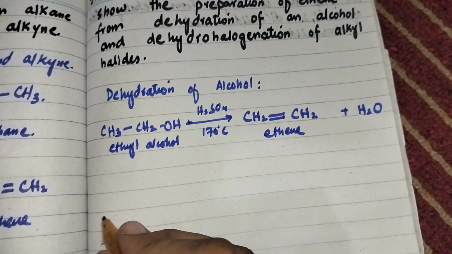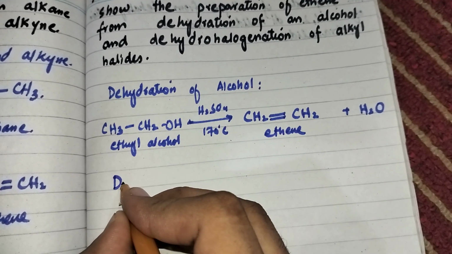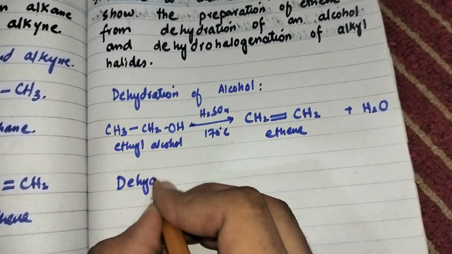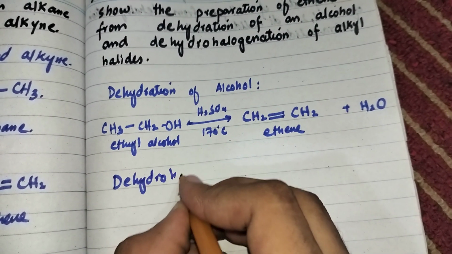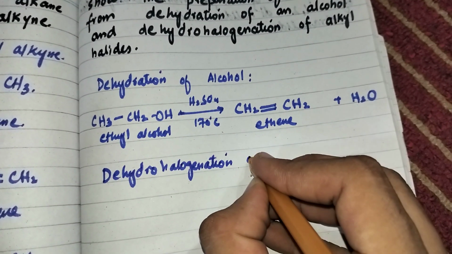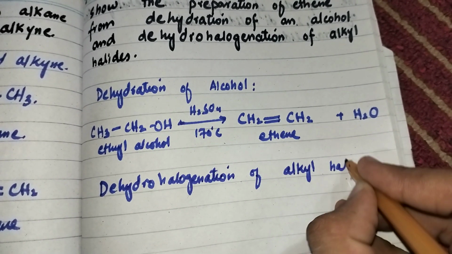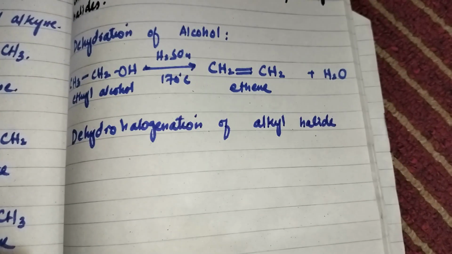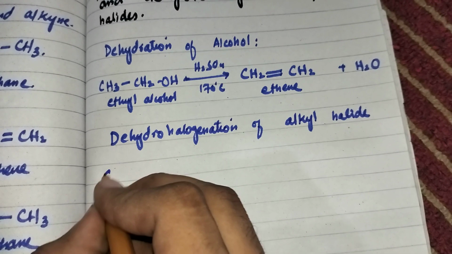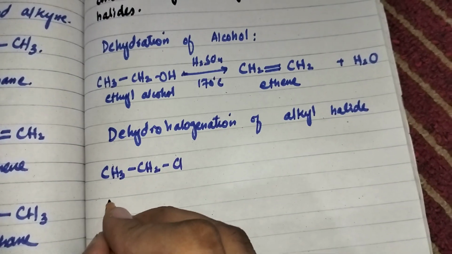Second, we also have to prepare ethene by dehydrohalogenation of ethyl halide. Dehydrohalogenation of alkyl halide. I am taking any member of alkyl halide. So I am taking ethyl chloride, CH3CH2, it is ethyl, and Cl, chloride. It is ethyl chloride.